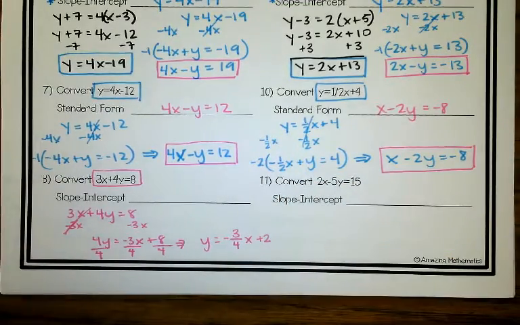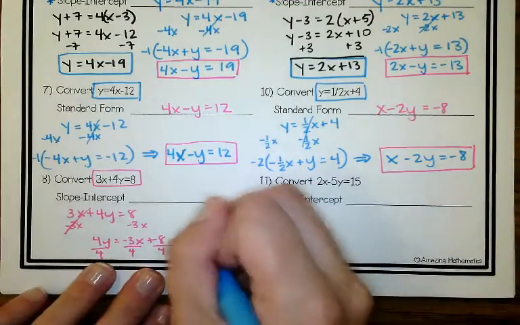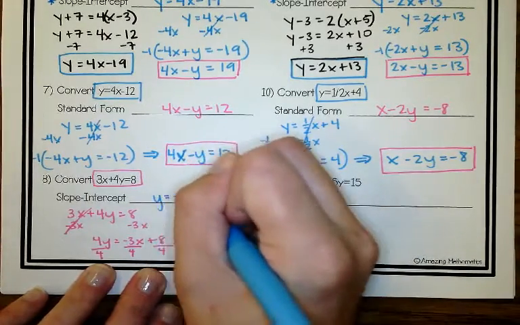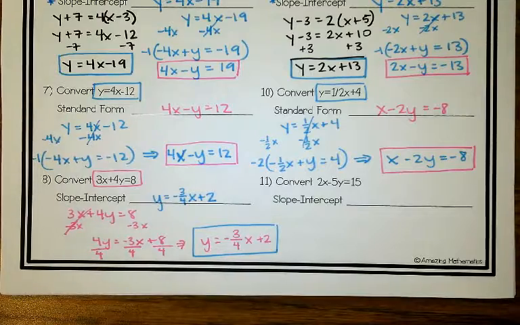Alright? So we have y equals negative 3/4 x plus 2. Y'all feel good with that? So we take that and we get it into the y equals. So now I want you guys to go ahead and do number 11 on your own here. We have 2x minus 5y equals 15. It's in standard form. So I want you guys to do number 11. Notice that you will be dividing by a negative. So please be aware of that.